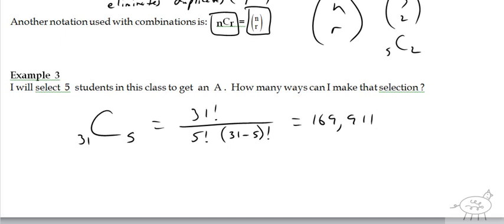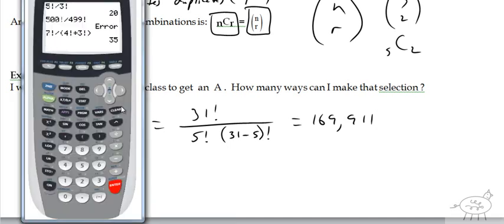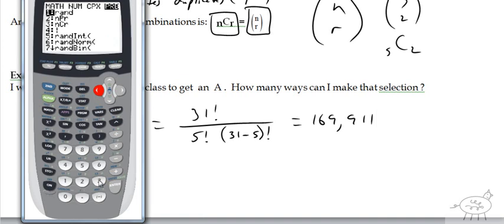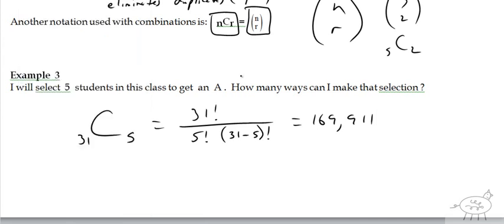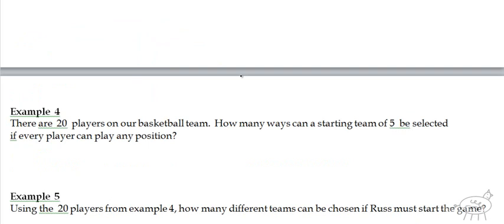Let's check out our calculator here. If I put this on the TI, it's 31C5. So we're going to do 31, math, cursor over to probability, and now we're going to use 3. 31C5 and 169,911. Sweet. Pretty easy. All right, so let's do some more examples here.